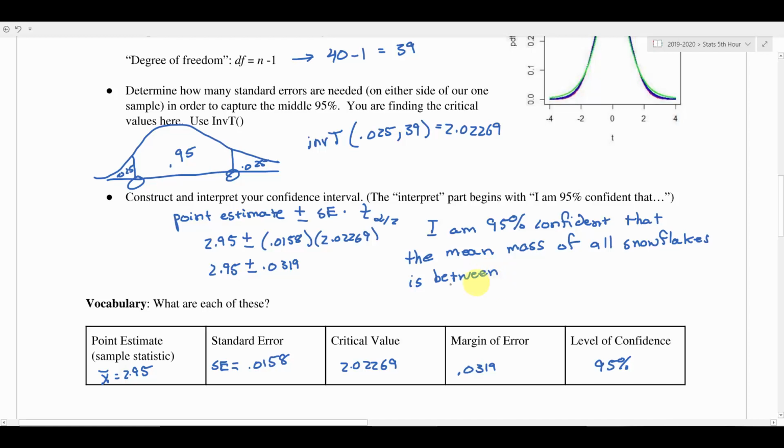2.95 minus the 0.0319. If we put that in the calculator, we should get 2.92. And then if I do 2.95 plus 0.0319, we should get 2.98.